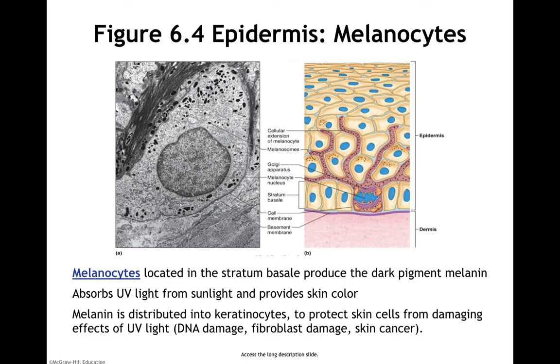Melanocytes are located in the stratum basale, therefore they are alive and they are nourished from blood from the dermis. They produce a pigment, something that absorbs light, and this one is called melanin. That melanin absorbs ultraviolet light from the sun, and because of that, it also provides color to our skin. It's one of the things that provides color to our skin. It's distributed into keratinocytes to protect the skin cells from damaging effects of ultraviolet light, which could include DNA damage, fibroblast damage, and unfortunately even skin cancer.